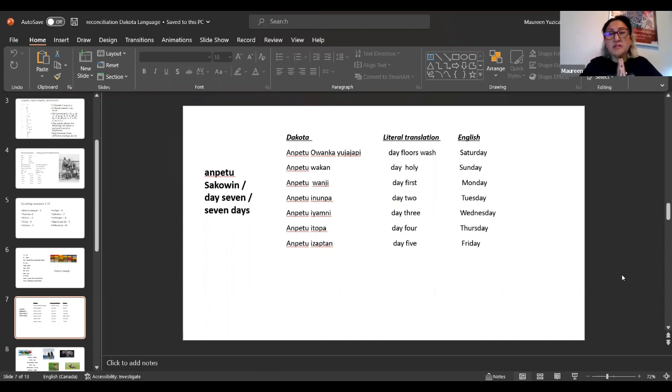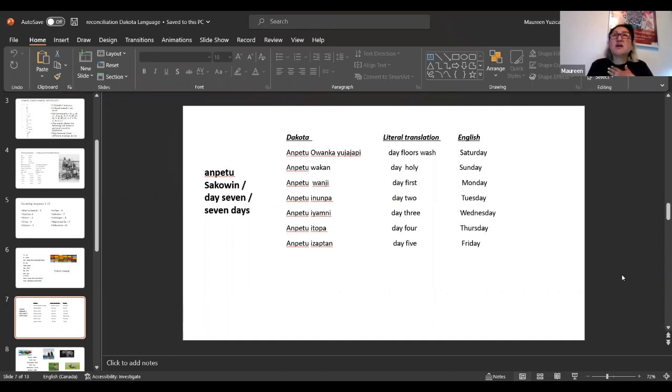So the Dakota word for Saturday is Empetu Owanka Ujajapi. The literal translation is day, floors, wash. The English word is Saturday. I asked my auntie and my mom about it one time, and I still ask elders, why is it called that? And they said, it's because a long time ago, that's what they used to do on Saturdays. A long time ago, we never had days of the week, right? Back in the teepee days, we never had days of the week. But what we did learn, start making our days because we followed the calendar, right? So that's wash the floor day, Saturday.